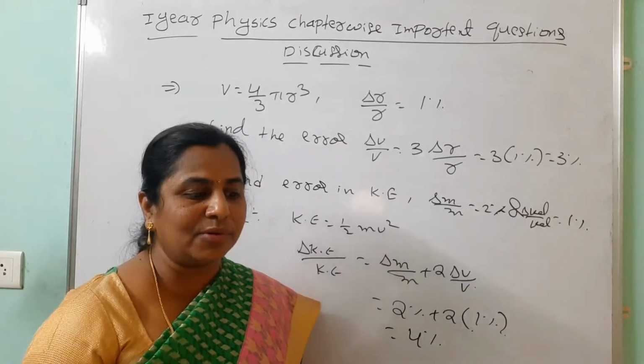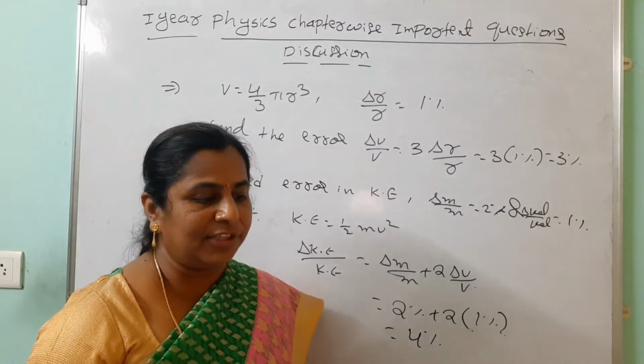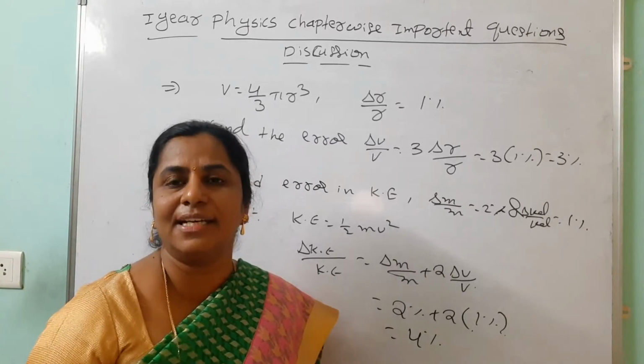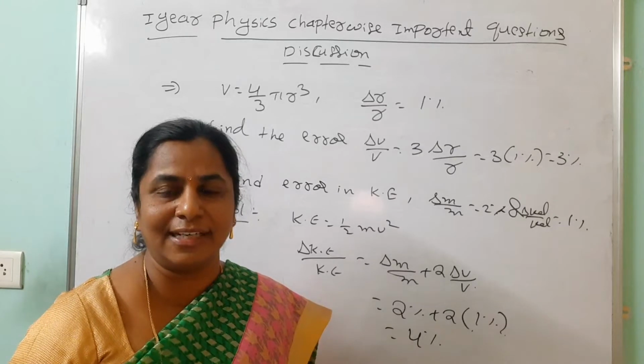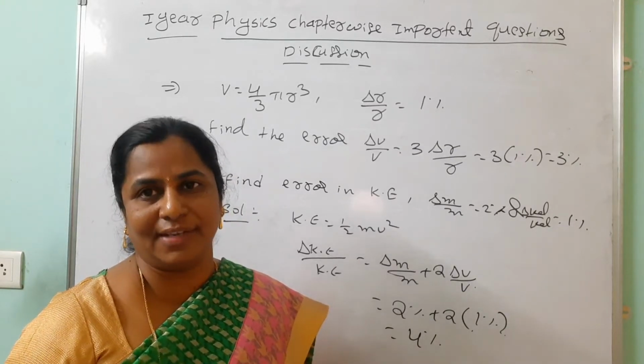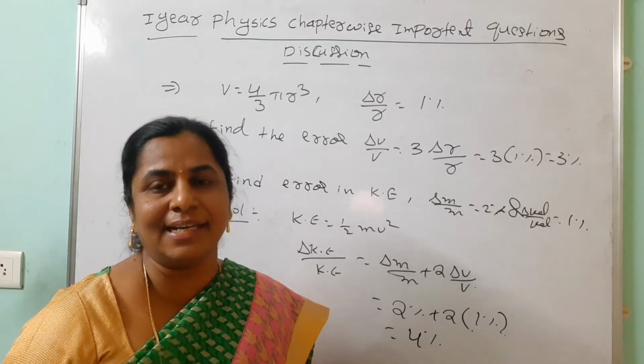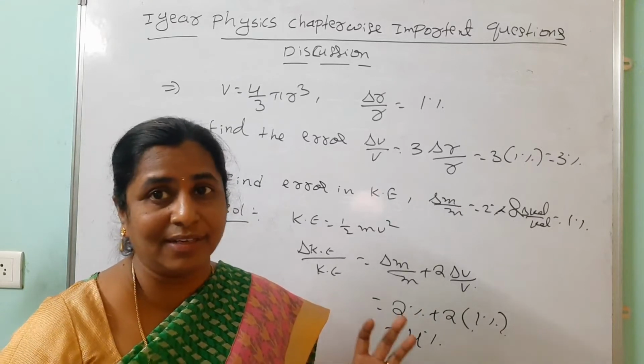See, a particle moves in a straight line with uniform acceleration. Initial velocity they have given v1, final velocity v2, time is t, and you can find the average velocity. That is the second SAQ from your material. That is very, very important.